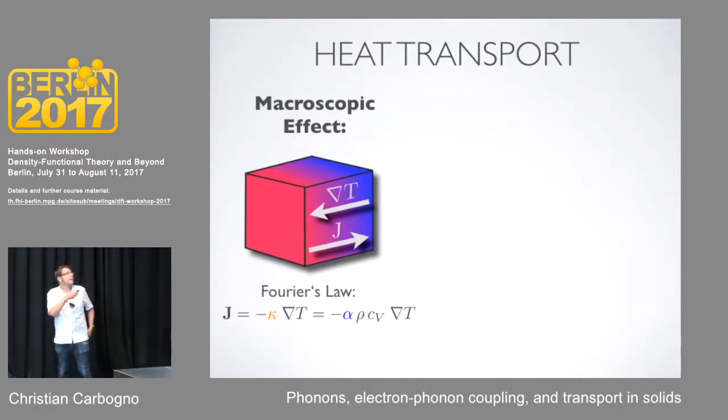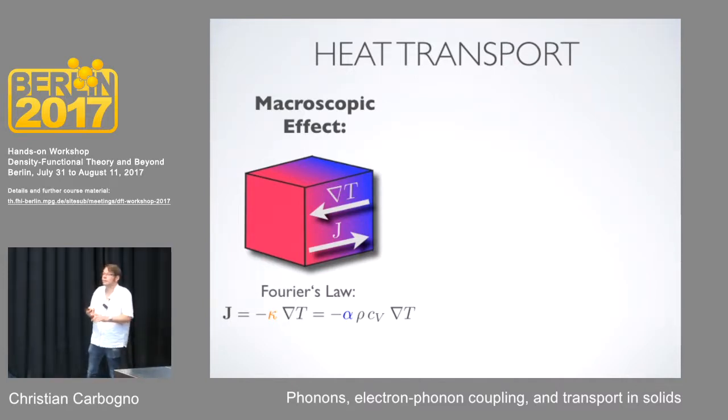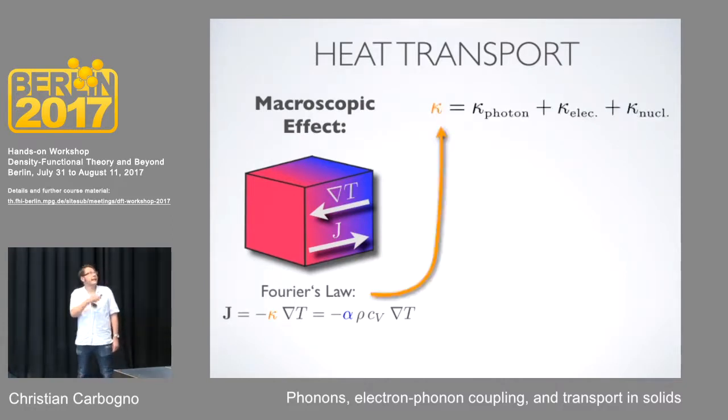And the way this is measured is through Fourier's law. You have a heat flux that is related to the temperature gradient, and the proportionality constant is the thermal conductivity, and this obviously is a constant that depends on temperature, on pressure, and on the material that you're looking at. There are actually 3 contributions to this thermal conductivity.